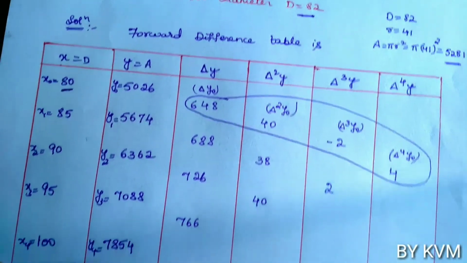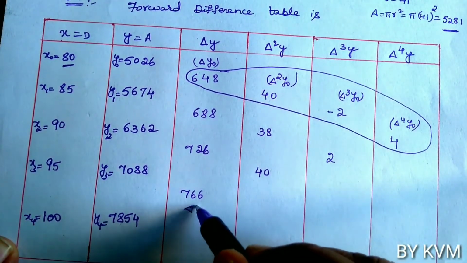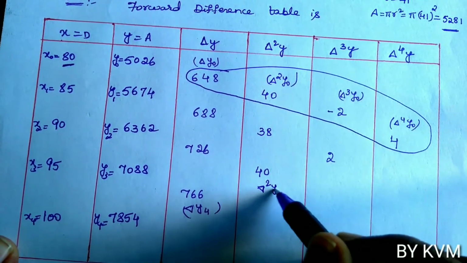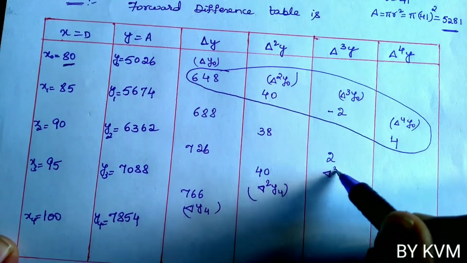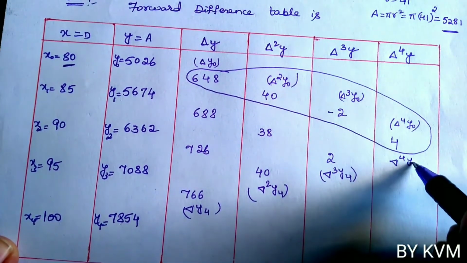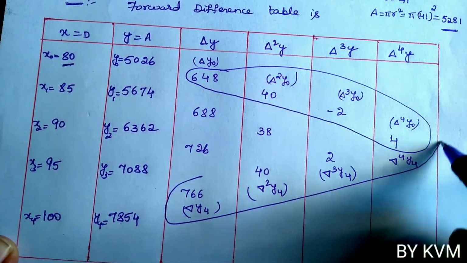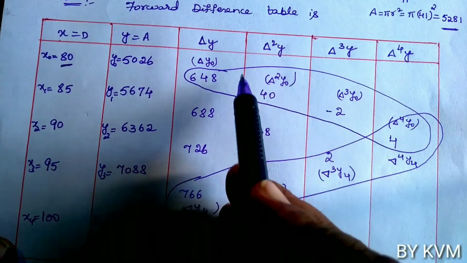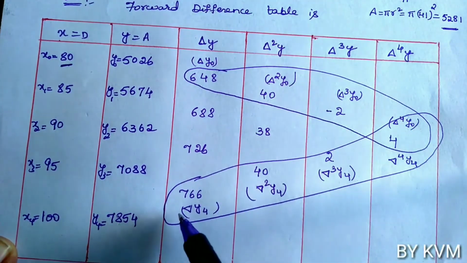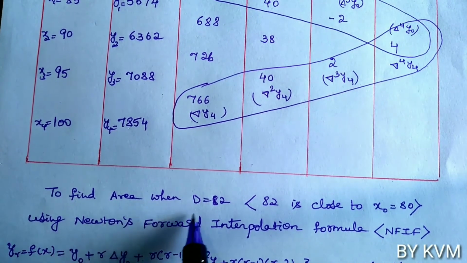Now x4 is 100, y4 is 7854. Then nabla y4 is 766, nabla square y4 is 40, nabla cube y4 is 2, nabla power 4 y4 is 4. So in each column the first values are called leading forward differences, and in each column the last values are called leading backward differences. Now to find the area when diameter equals 82.